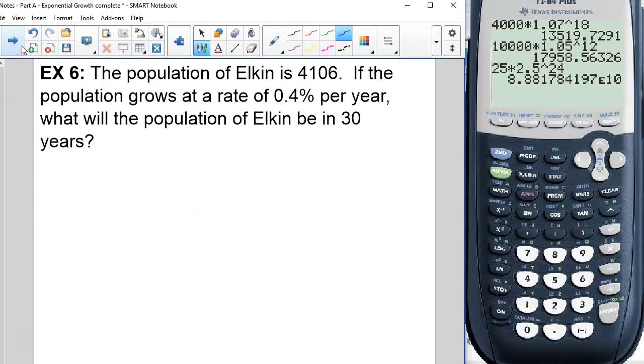Okay. All right. Population growth is another place where we might see something like this. So the population of Elkin is 4,106. If the population grows at a rate of 0.4% per year, what will the population of Elkin be in 30 years? Okay. So exponential growth model, y equals a times b to the x. So Ian, what's our a?